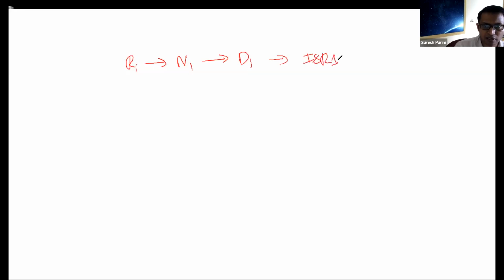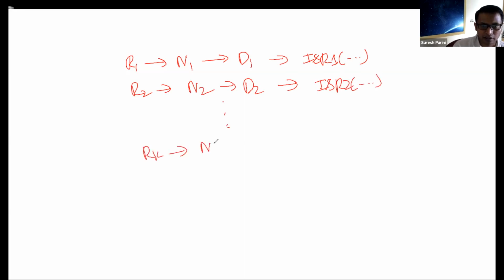So what is the idea here? We start with regular expression R1 and construct its NFA N1, and then we construct the DFA D1, and then from here we construct the function is R1. Similarly, we go to regular expression R2, construct the NFA N2, construct the DFA D2, and then from there we have the function. So this is the idea.